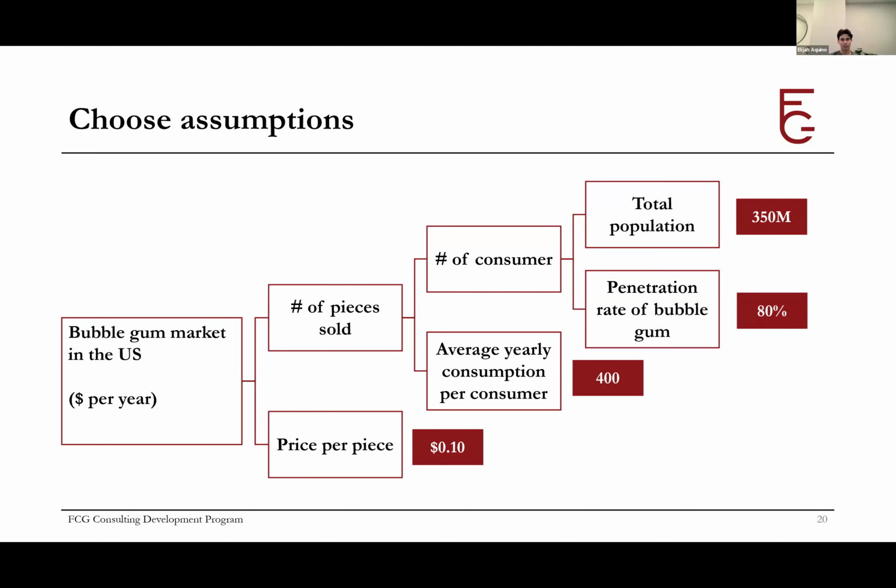However, it doesn't really matter. Most people chew. You could assume that over 50% of the population does chew gum. 60%, 70%. It doesn't really matter what you choose in that range. What really matters is the average yearly consumption per consumer and the price per piece in terms of that total market size.